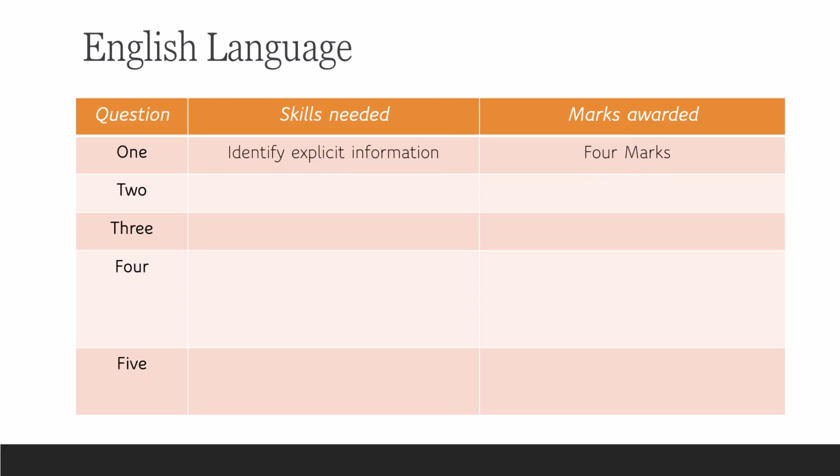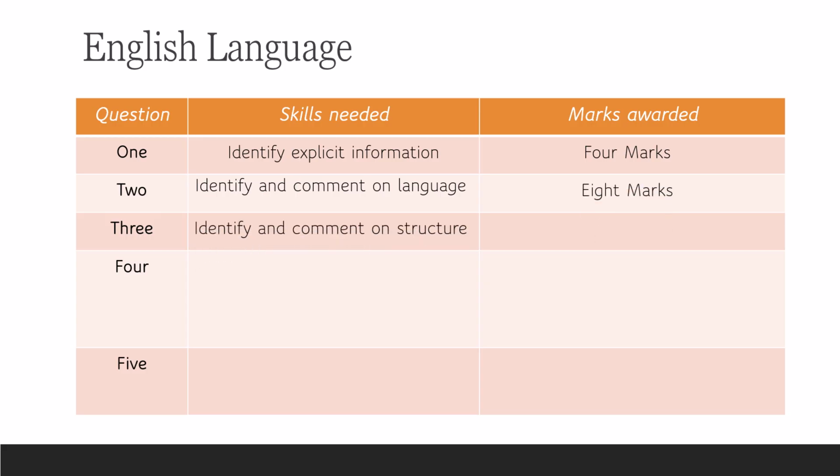So for question 1, we need to be able to identify explicit information. This is also known as identifying 4 things within the text, and that is worth 4 marks. And typically this should be from about lines 1 to 5 in the actual extract. Question 2, this is identify and comment on language, and this is worth 8 marks. Question 3, identify and comment on structure, which is worth 8 marks.